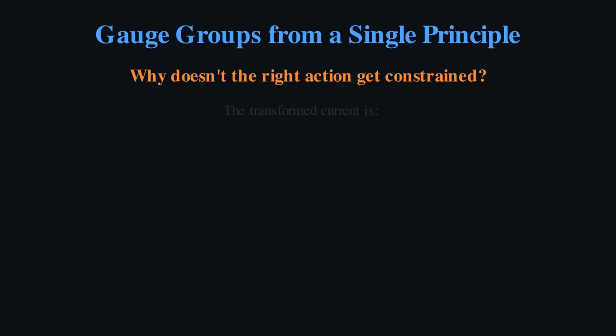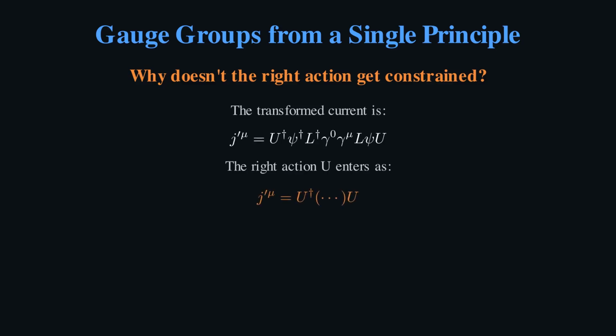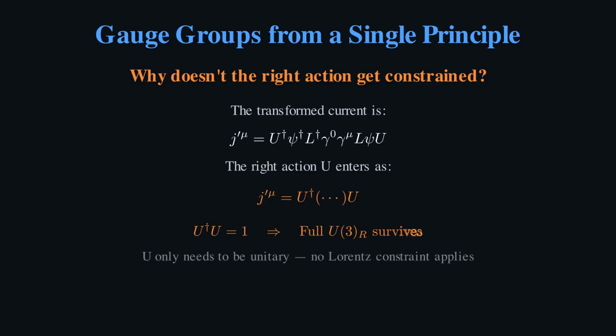Why doesn't the same constraint apply to the right action? Look at how U enters the current. It appears as U dagger times something times U, a conjugation acting on the entire bracketed expression. As long as U is unitary, meaning U dagger U equals 1, this conjugation cannot change the scalar part of the current. U never directly touches the spacetime bivectors. It acts on a different side of psi altogether. So the right action retains the full U3 symmetry of the fiber.